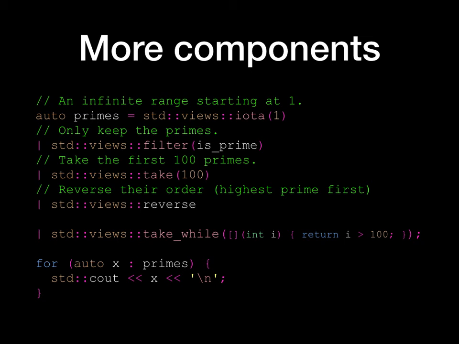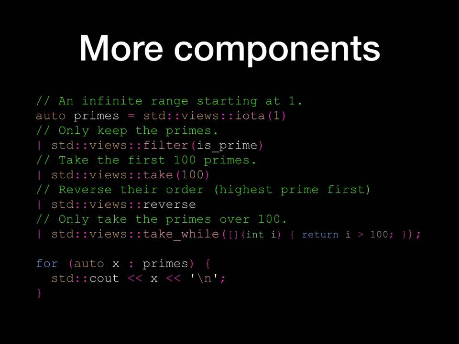Afterwards, we will reverse the order of our 100 primes to have the highest prime first. std::views::reverse also does not need backing storage. It does not materialize the array. What it needs is a bidirectional iterator so it can go back once it reaches the end.